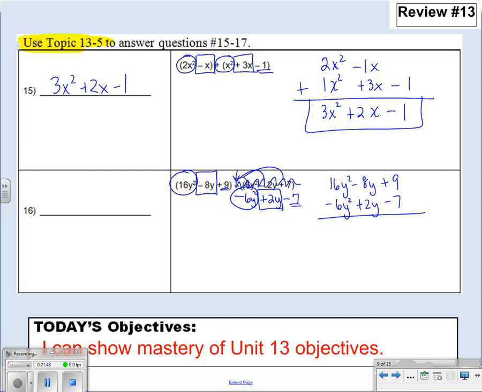16 minus 6 is 10y squared. Negative 8 plus 2 is negative 6y, and 9 minus 7 is a positive 2. So our answer is 10y squared minus 6y plus 2.